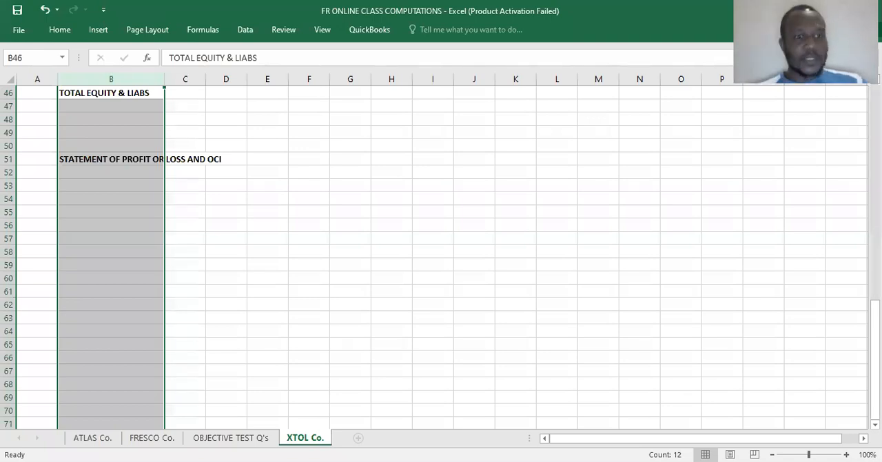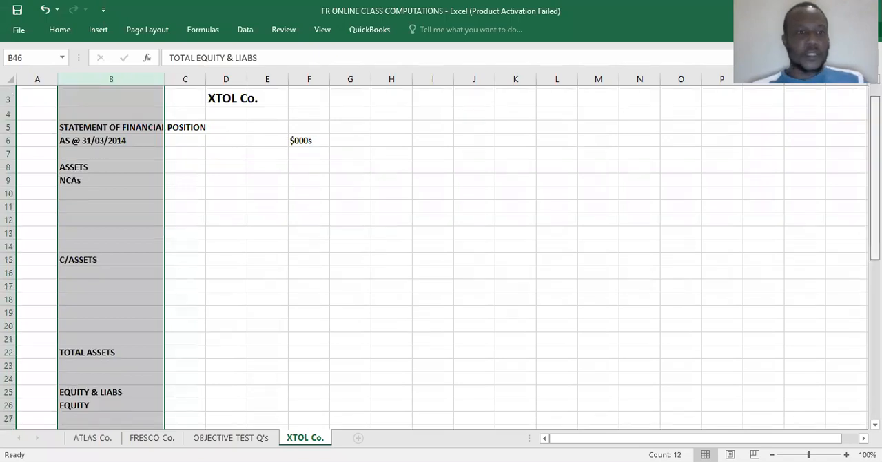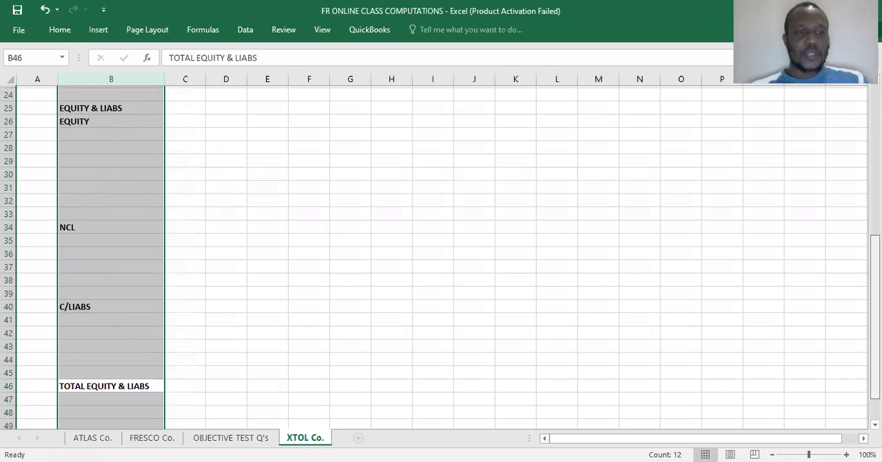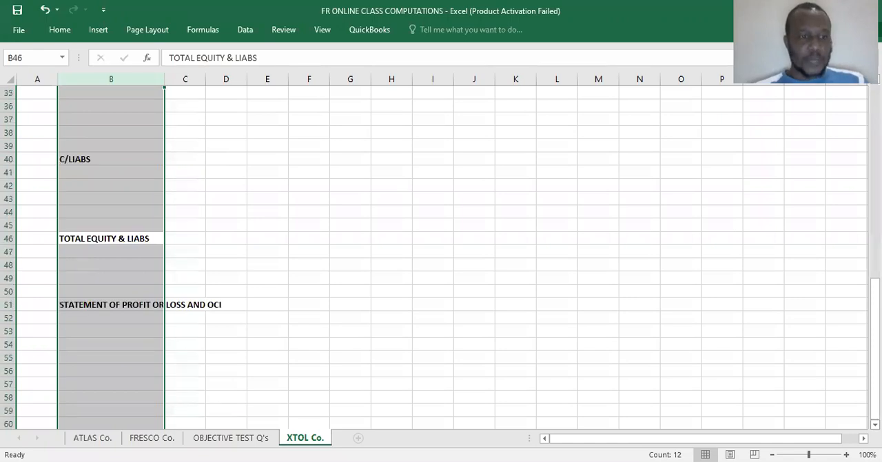We have our assets, non-current and current assets. Then we have our equity and liabilities. So we have equity, non-current liabilities, and current liabilities. And just for class purposes, we'll get our total equity and liabilities so that we can check. Now we have our statement of profit or loss and other comprehensive income. So we'll leave the space for that and put all the necessary things within it.